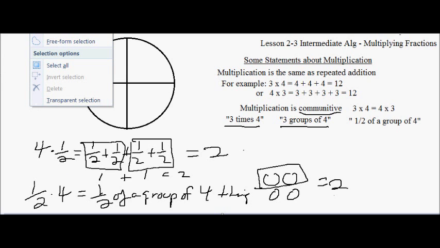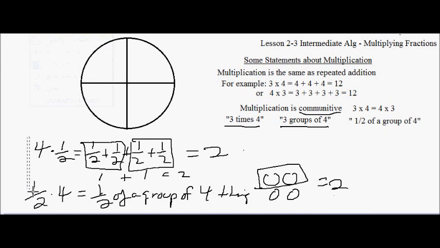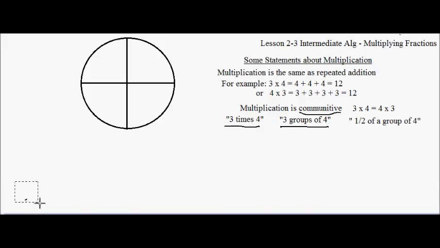Now we're going to do the rule, or how we do it mechanically. This is the mechanical process. If I take 1/2 times 4, the mechanical arithmetic way is to put 1/2 times 4, and I make the 4 a fraction by putting it over 1.